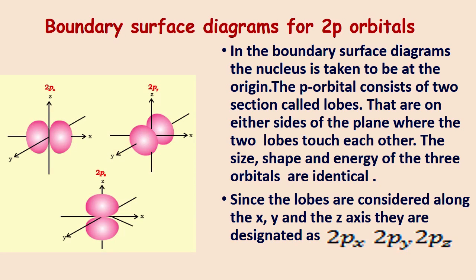Since the lobes are considered along the x, y and z axis, they are designated as 2px, 2py and 2pz. The orbital in which lobes are along the x-axis is called the 2px orbital. The orbital in which the two lobes are along the y-axis is considered as the 2py orbital, and the orbital in which the lobes are along the z-axis is considered as the 2pz orbital.